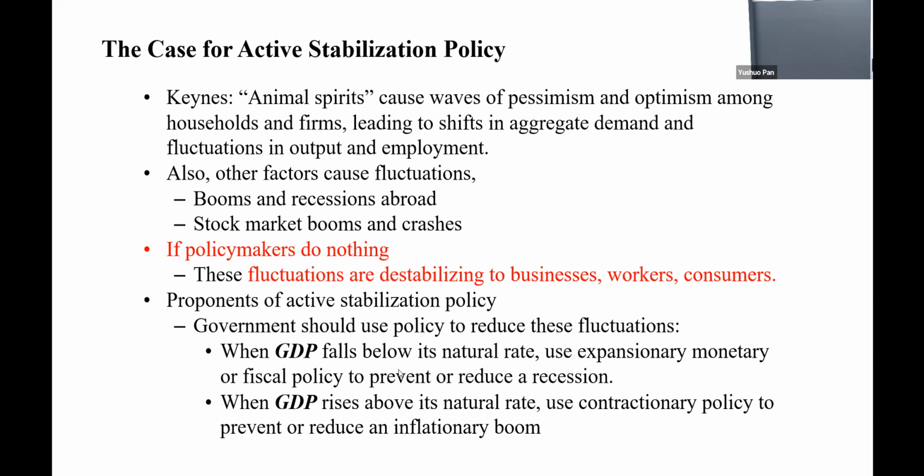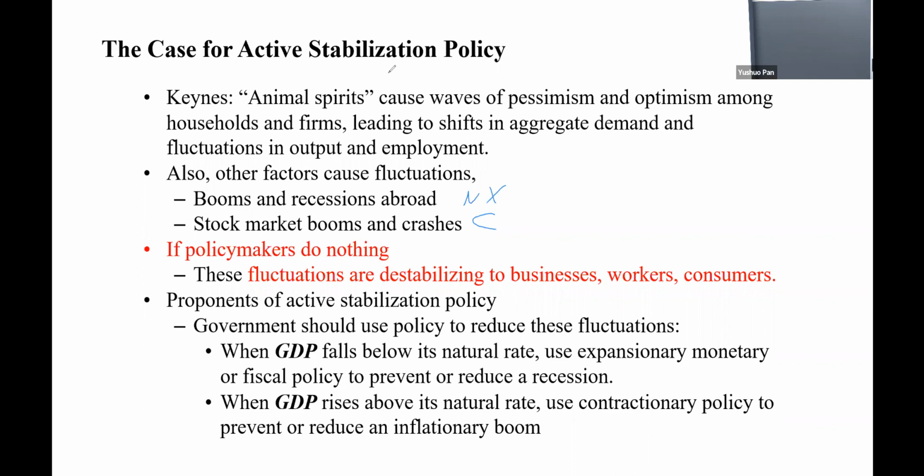Some other factors can also cause fluctuations, like booms and recessions abroad that will influence net exports, and stock market booms and crashes that will influence consumption. So if policymakers do nothing, these fluctuations are destabilizing to business, workers and consumers. If the government wants to stabilize the economy, the output, the government should do something, right? That's the case for active policy. So government should use policy to reduce these fluctuations.